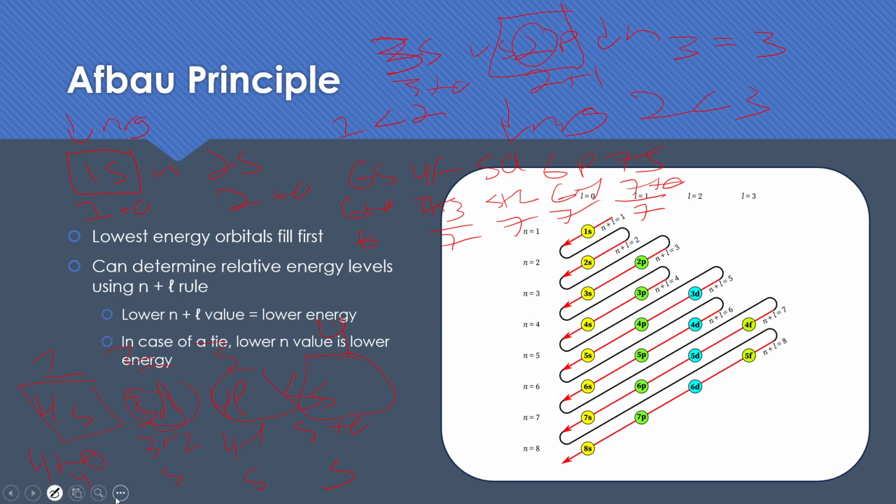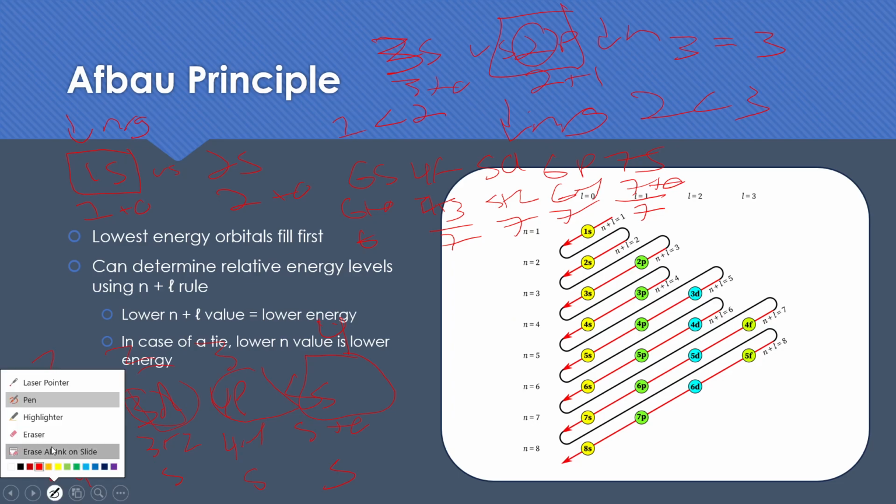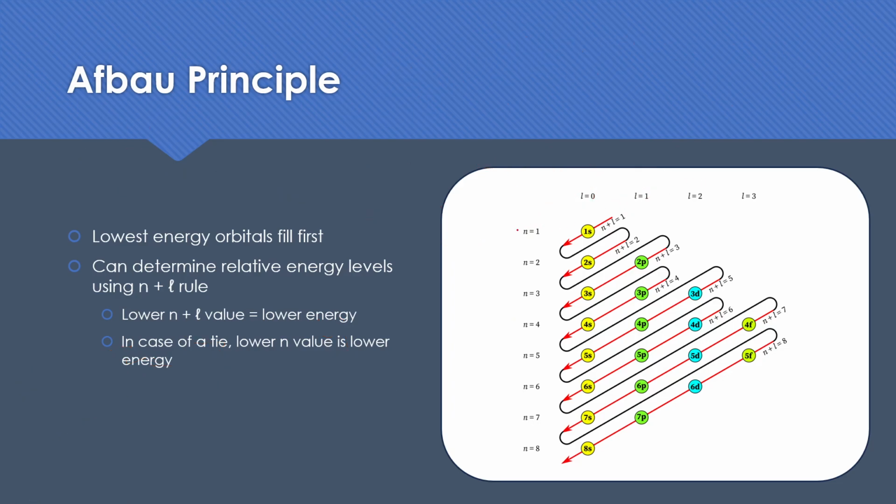So you can see on this chart that as you go down the n values and across the L values, so L equals 0, all your s orbitals, p orbitals, d orbitals, f orbitals, you go on a diagonal from L down to n. So 1s, 2s, 2p, 3s, 3p, 4s, 3d, 4p, 5s, 4d, 5p, 6s, 4f, 5d, 6p, 7s, 5f, 6d, 7p, 8s, right? And go along the diagonal.